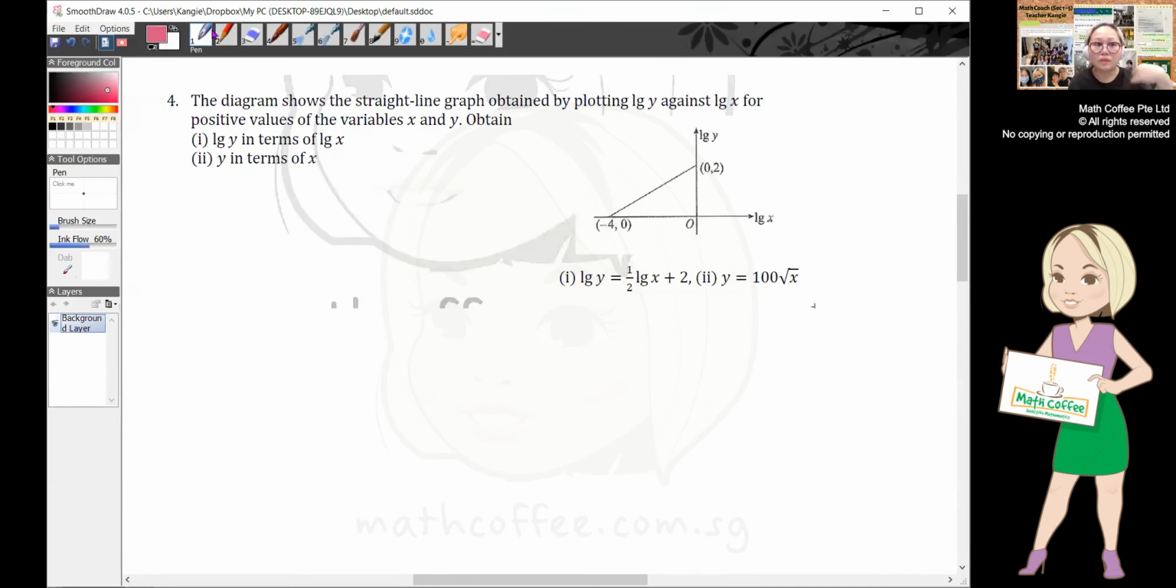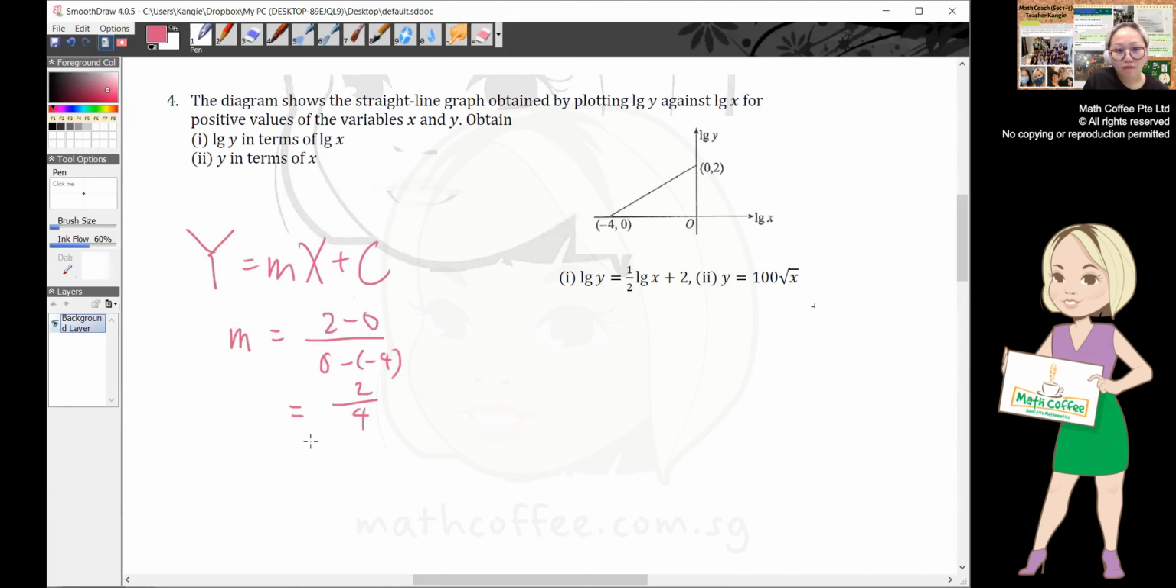So this is similar to question 3. The only difference is, of course, this one is in logarithm. So I'll just do it for you. Let's see. They say the diagram shows a straight line of log y against log x. Okay, acknowledged. They say express log y in terms of log x. So same thing. We're going to write big Y equals mx plus c. So let's find the gradient first. The gradient will be 2 minus 0 over 0 minus minus 4.